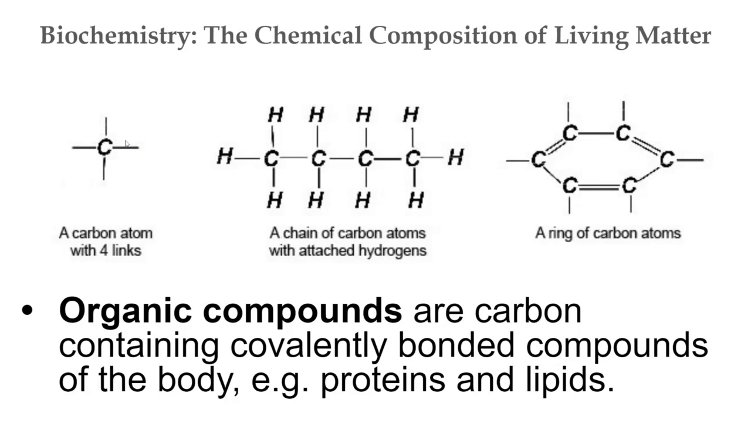If it's linked to all hydrogen, that would be an example of methane. But if it's linked in these long chains, it can do many different things. It can also be linked in a circular pattern or an aromatic ring. And these rings, when we see them in this class, usually represent sugars.